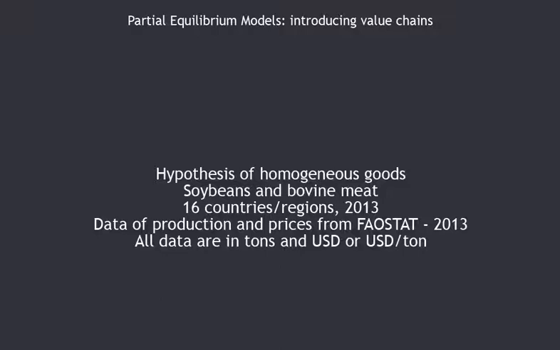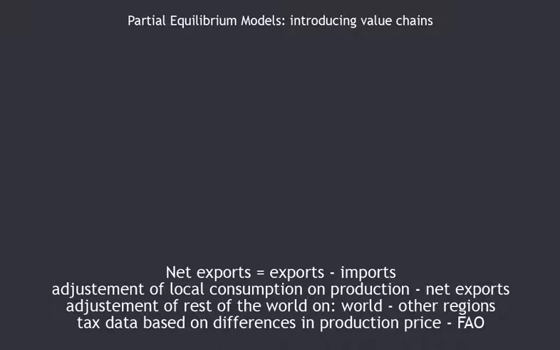We've got data of production and prices from FAOSTAT for 2013, and all data are in tons, US dollars, or US dollars per ton. So how are we going to calibrate the model?